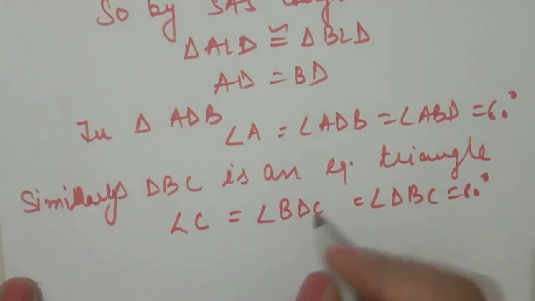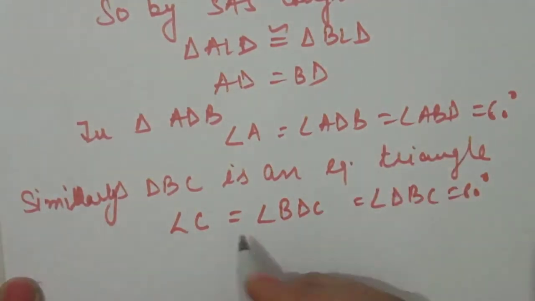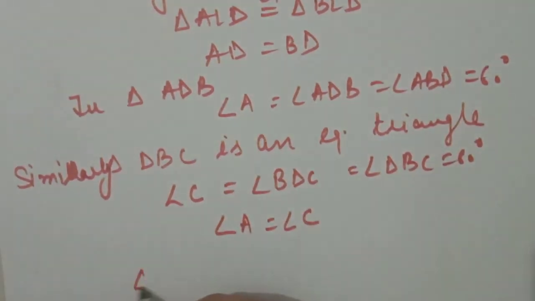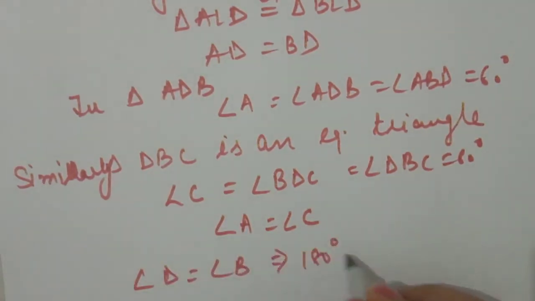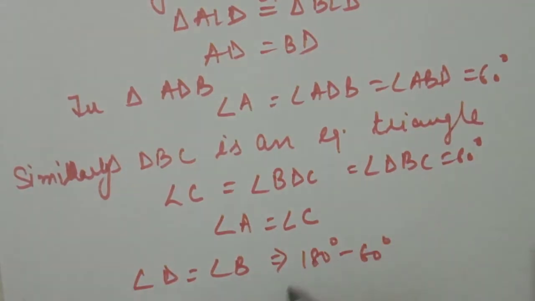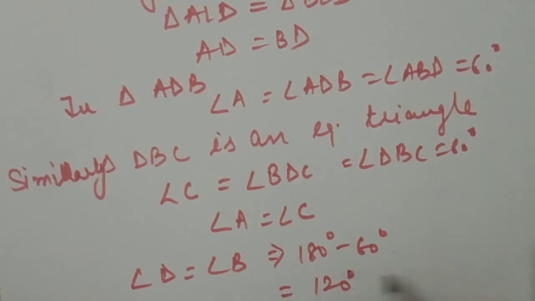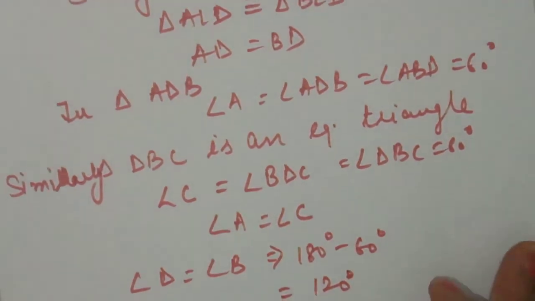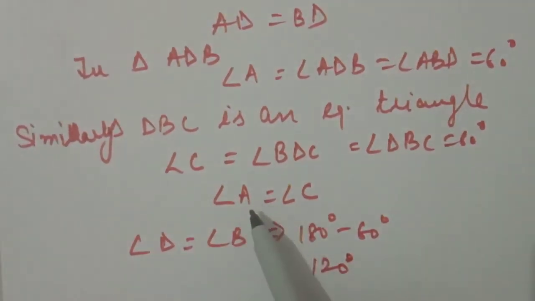So if these two relations are the same and they are equal to each other, then angle A and angle C are equal to each other, and angle D is equal to angle B, which is equal to 180 degrees minus 60 degrees, which is already A and C. So it is 120 degrees. So students, you understand this question. All the measurements: A and C are 60 degrees, B and D are 120 degrees. The total sum of all four angles is 360 degrees.